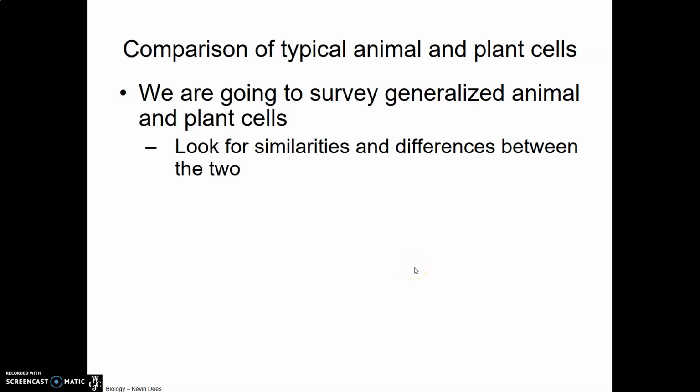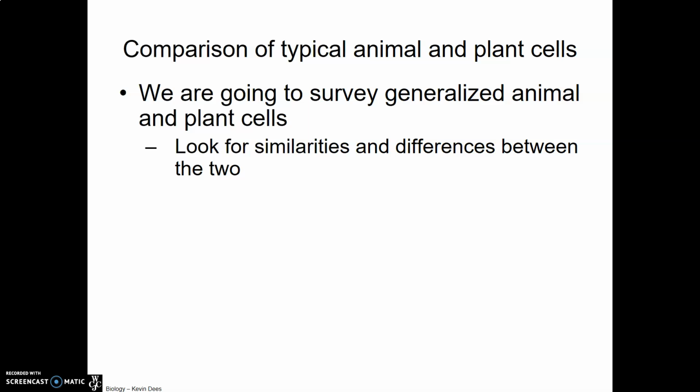Okay, in the second part of chapter 4 on the cell, we're going to be comparing typical eukaryotic animal and plant cells. So this is just going to be a generalized survey looking at some of the similarities and the differences between the two. There's figures in your textbook, there's figures in your lab manual, as well as these PowerPoints that are loaded in Brightspace for you to practice learning these portions of the cell and their respective functions.